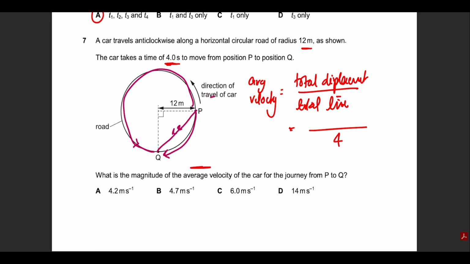But for displacement, it doesn't care about the way that distance is covered, but it does care about the specific direction. So it's still going to be P to Q, which looks like the hypotenuse of a triangle. This is 12, this is 12.